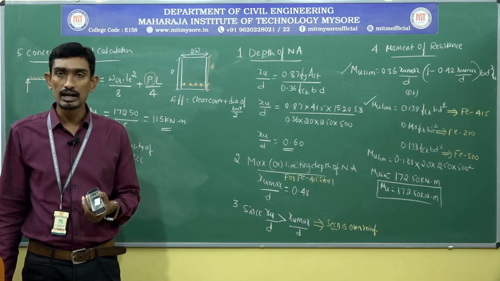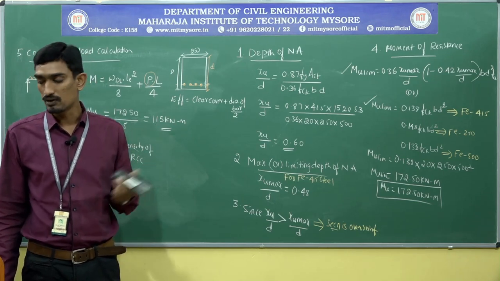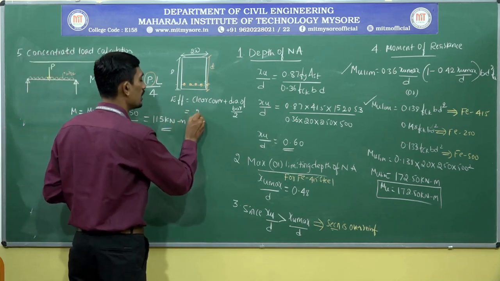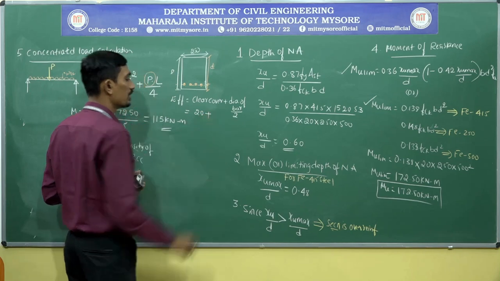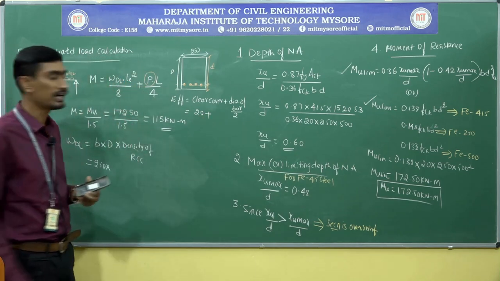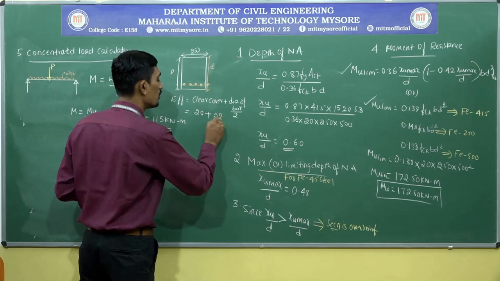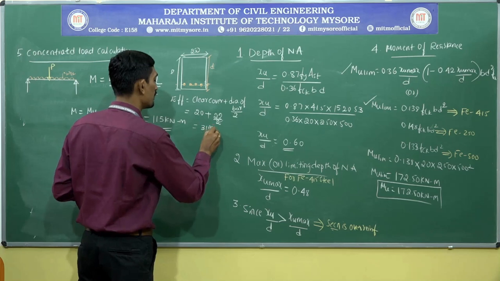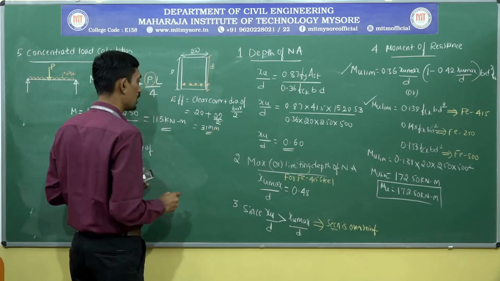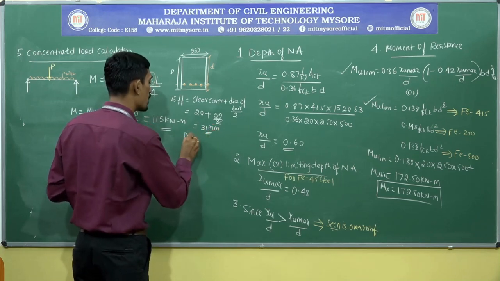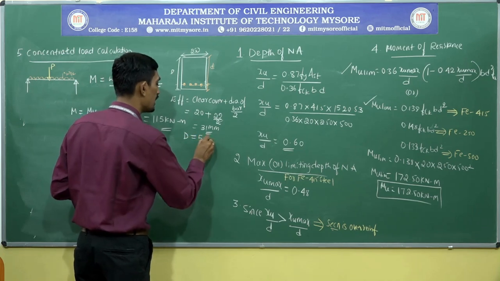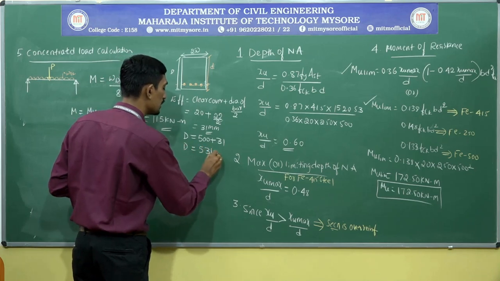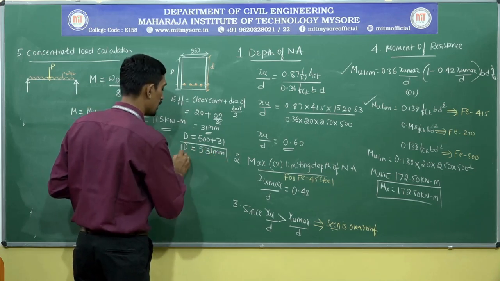Hence we need to calculate the effective cover by using this formula. Let us assume the clear cover as 20 mm plus the diameter of the bar 22 divided by 2, that is 20 plus 11. It works out to be an effective cover of 31 mm. Therefore, the overall depth D is equal to 500 plus 31, which works out to be 531 millimeter.